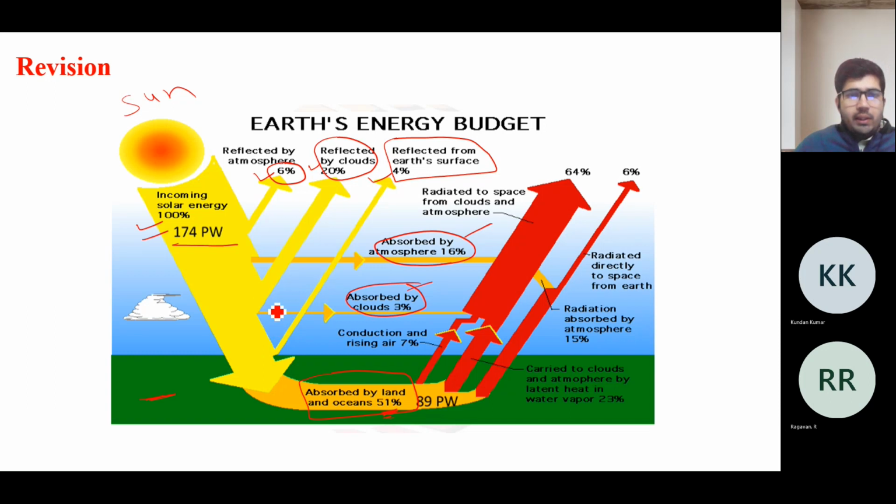now the 7% of this energy is used in conduction and rising air. Okay. So due to some temperature difference, the conduction is happening and the temperature of air is changing. So the 7% energy will be used in conduction and rising air, and 23% energy is carried to the clouds and atmosphere by latent heat in water vapor. So 23% energy will be carried to the cloud formation. Okay, so that energy is used by the cloud formation.